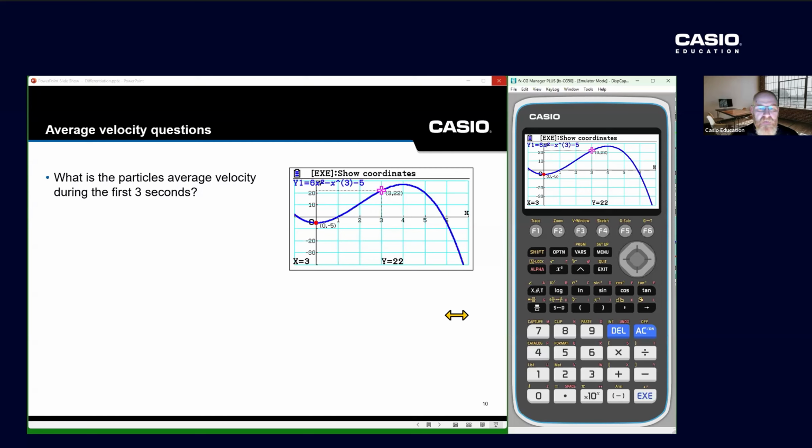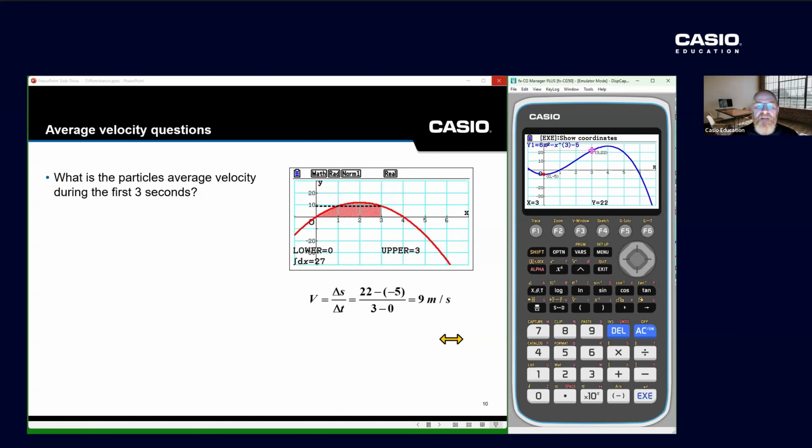To calculate the average velocity, what you'll do is a straightforward calculation: the change in position over the change in time. So that gives me an average velocity of 9 meters per second. There is a sort of correlation here.